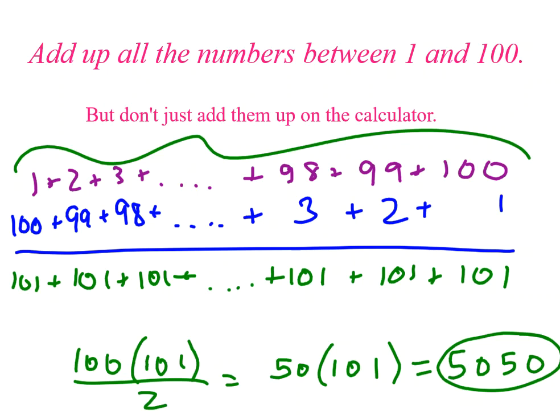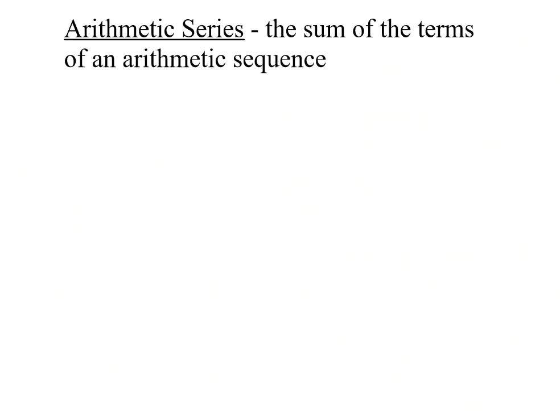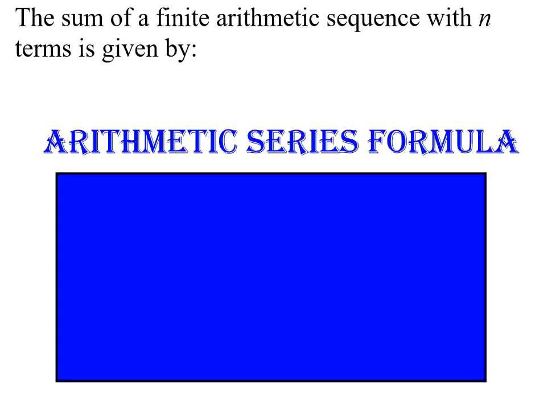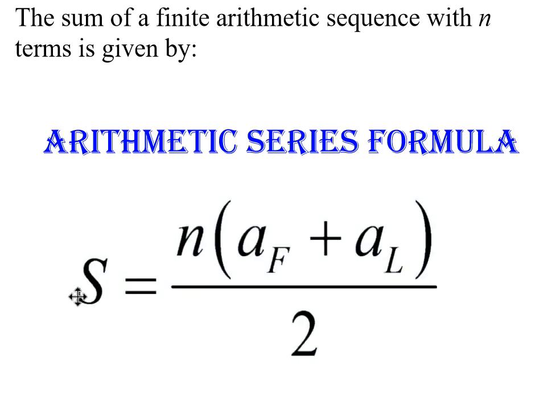So back to an arithmetic series, which this really was an arithmetic series. An arithmetic series is the sum of the terms of an arithmetic sequence. So again, I'm adding up all of those consecutive terms. The formula, when I have n terms, is: the sum is equal to the number of terms times AF plus AL, all over 2.